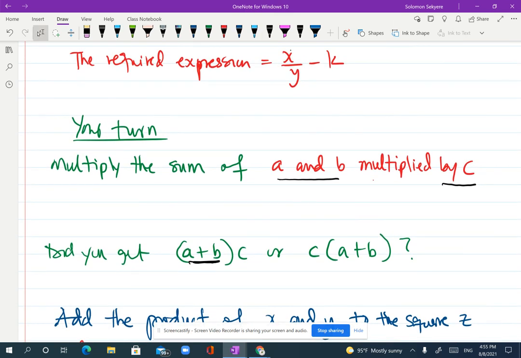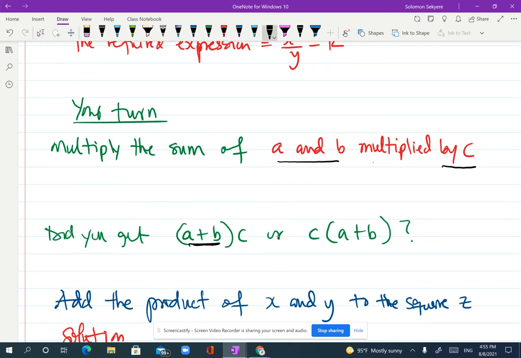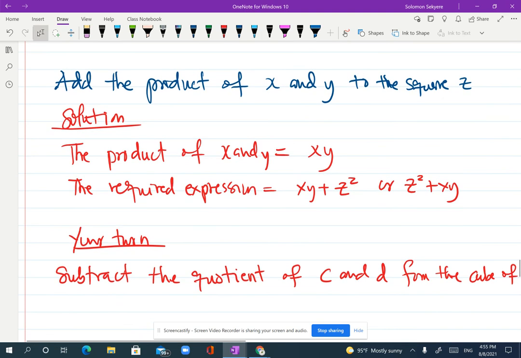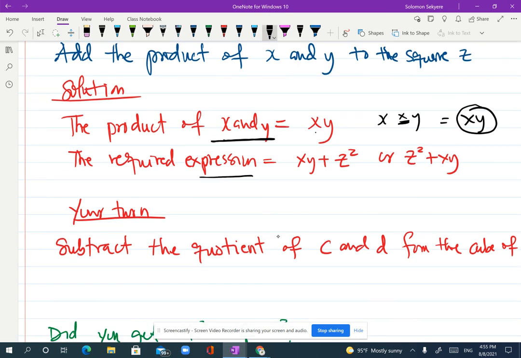And we have another one called add the product of X and Y to the square of Z. Let me do that one. The product of X and Y. Product means what? Multiplication. So XY. So instead of writing X times Y, we're moving away from that. We just write XY. So when you see that, that means it's multiplication. And the required expression will be the product plus the square of Z. So XY plus Z squared or Z squared plus XY. It's the same thing. Your turn.